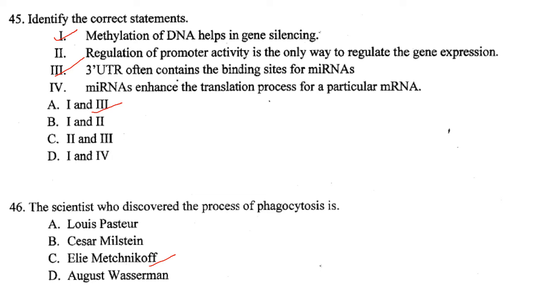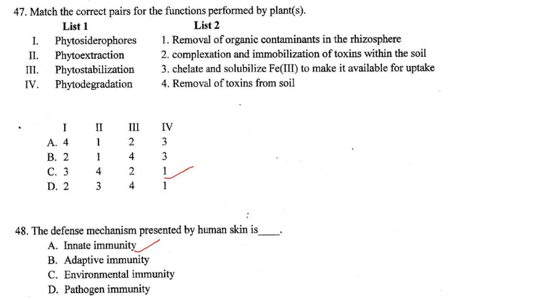Then the scientist who discovered the process of phagocytosis, it is Eli McIntosh. Answer is option C. Then match the correct pairs for the functions performed by plants. Phytosiderophores. So it is chelate and solubilize Fe3 plus to make it available for uptake. So C3.